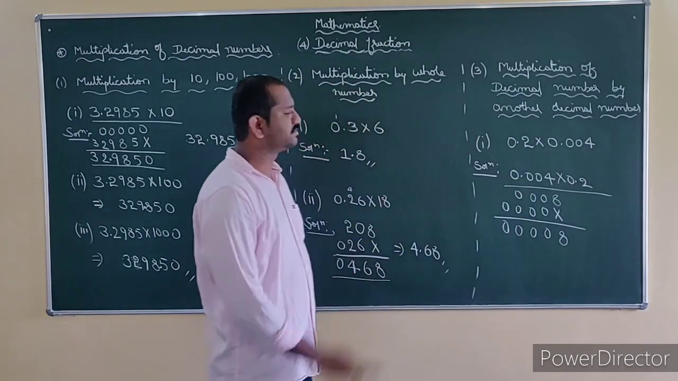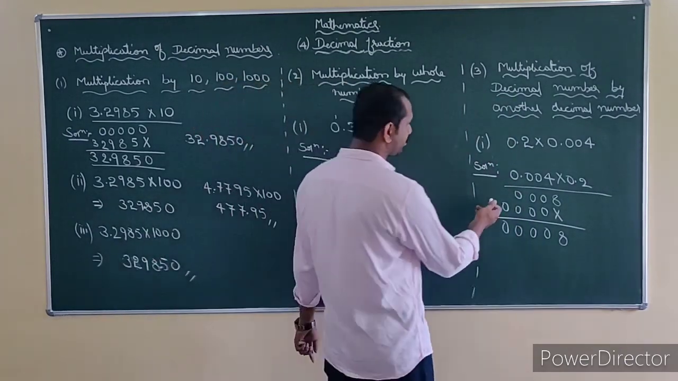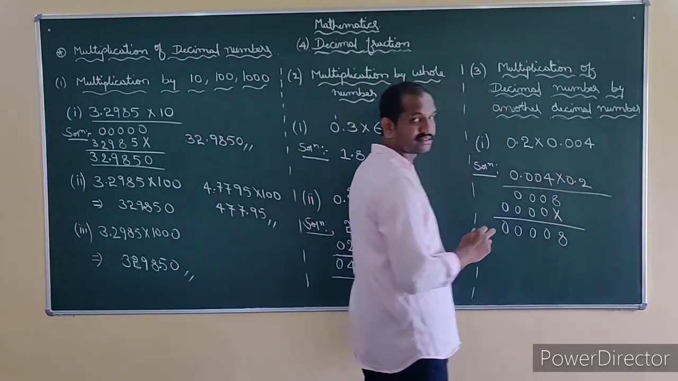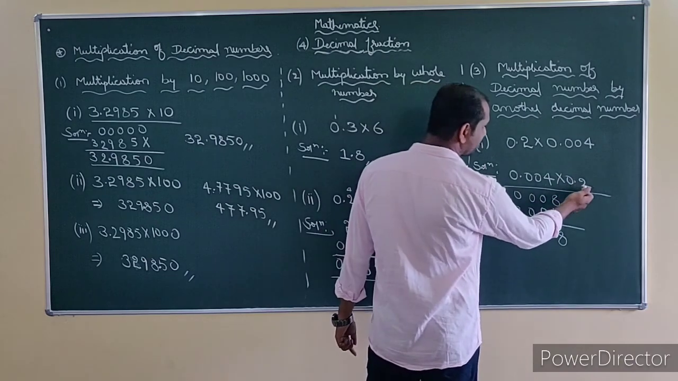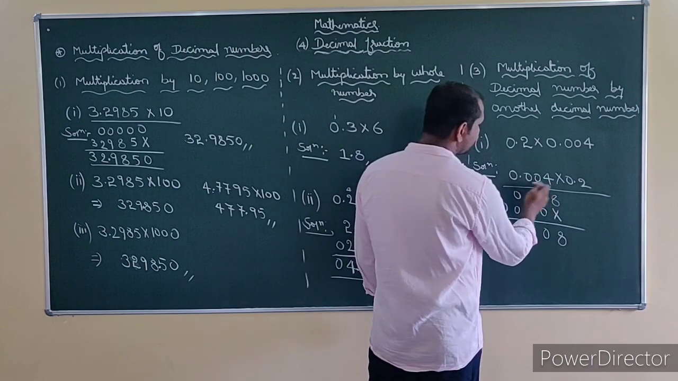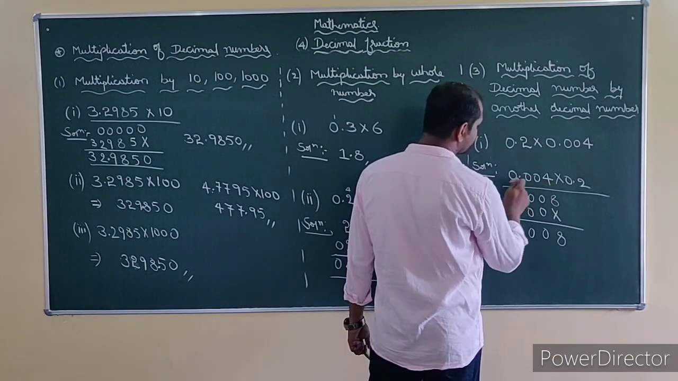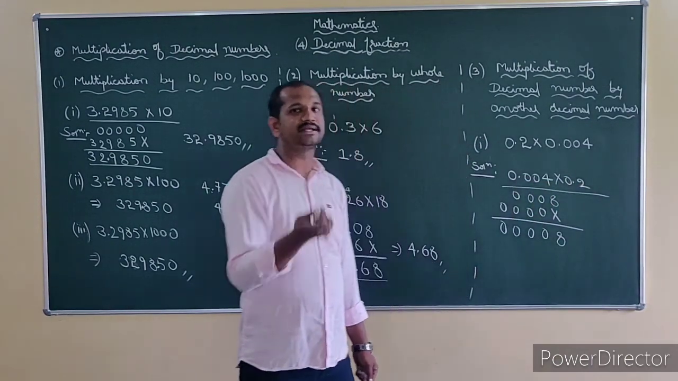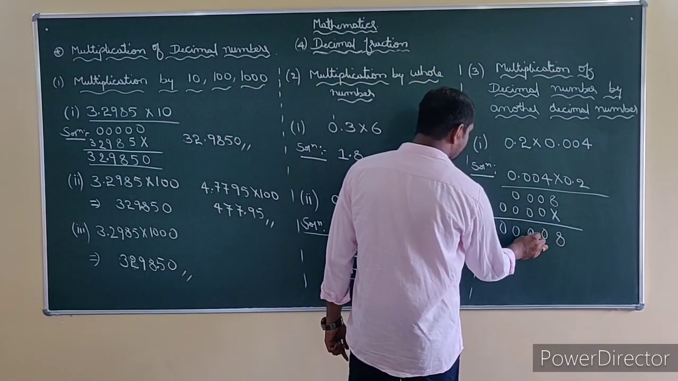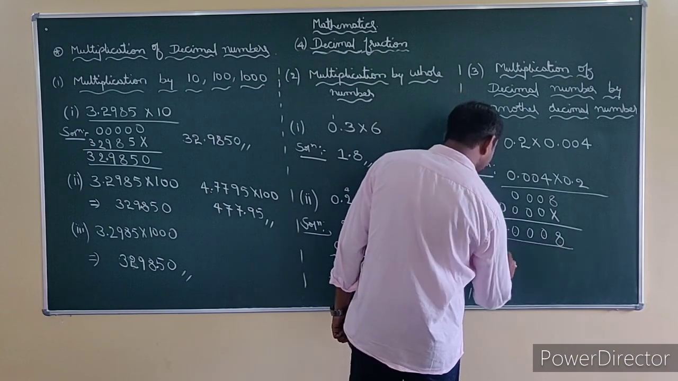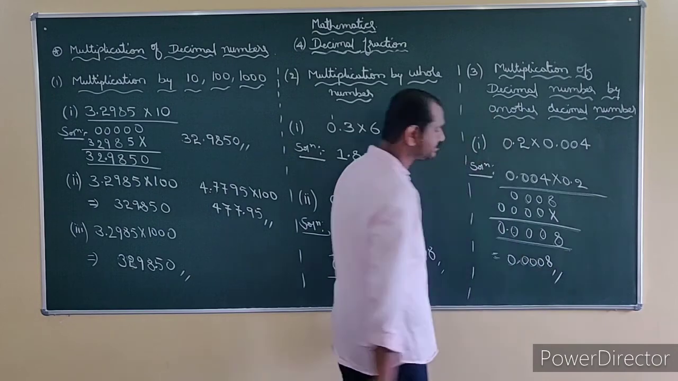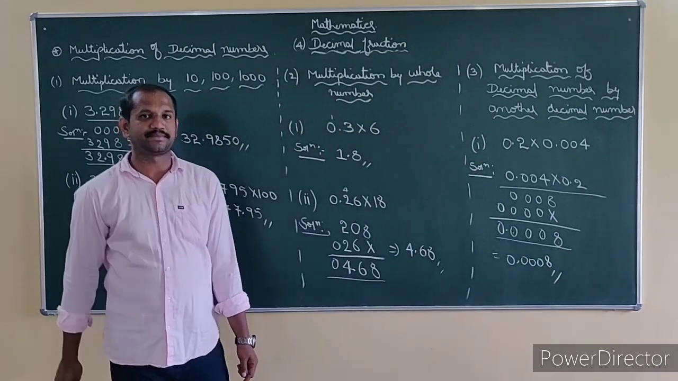Now where to keep the decimal point? In the first number there are 3 digits after the point, and in the second, 1 digit after the point. You should add both: 3 plus 1 is 4. So I will keep the point after 4 digits, 1, 2, 3, 4. So the answer is 0.0008. Understand how to do the multiplication?